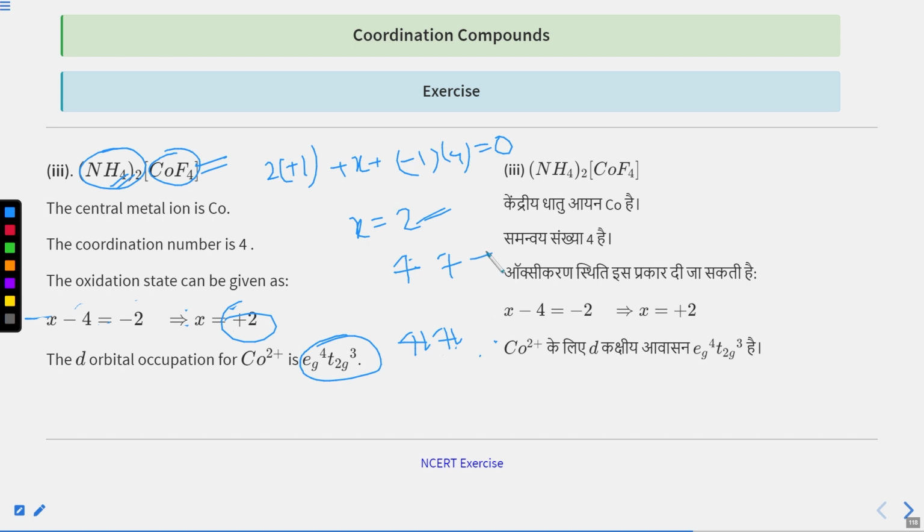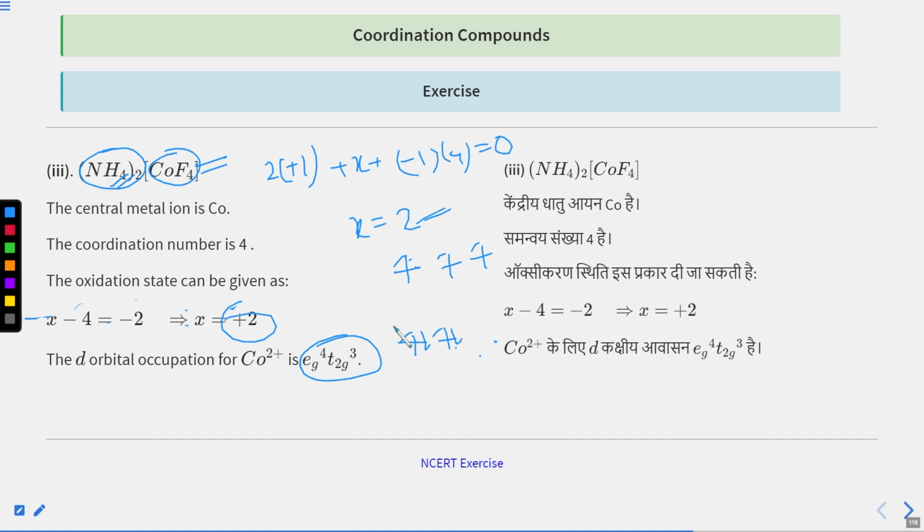One more thing to remember here is that the tetrahedral will always form a high spin complex. That means pairing will not take place first. First all of the d orbitals will fill, and then the pairing will take place. What is the reason behind it?